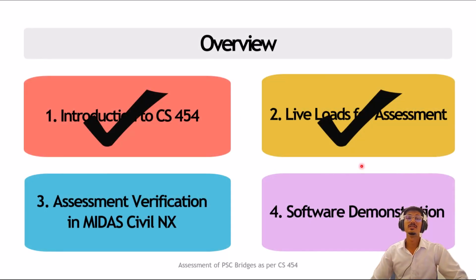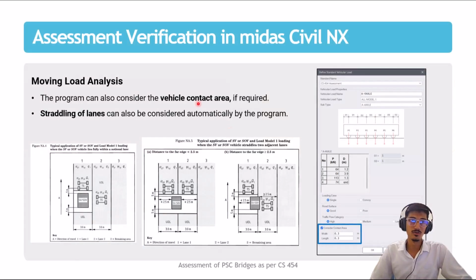Now we have seen the live loads for assessments for all model 1 and 2. In the next part, we'll see the assessment verification and the exact workflow which we need to follow in Civil NX. So firstly, we need to define the moving loads. So we need to define the traffic lanes, vehicles, and moving load cases.